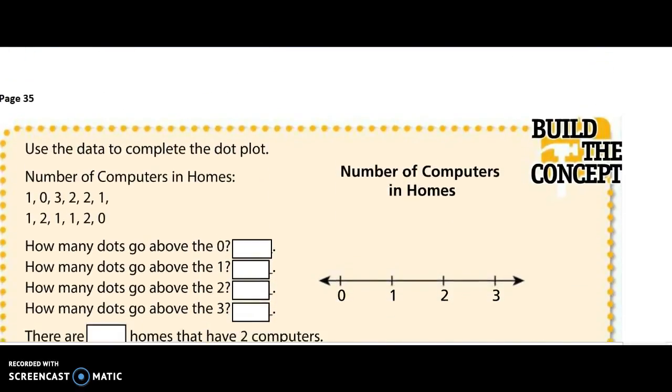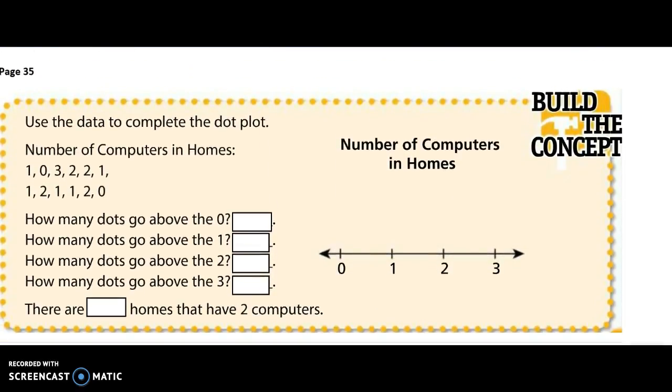Now let's take a look at the complete the concept box on the bottom of page 35. Look at the data showing the number of computers in homes. The data will be used to complete the unfinished dot plot titled Number of Computers in Homes. Each piece of data needs to be represented by a single dot in the dot plot. So again, each dot will represent one home.